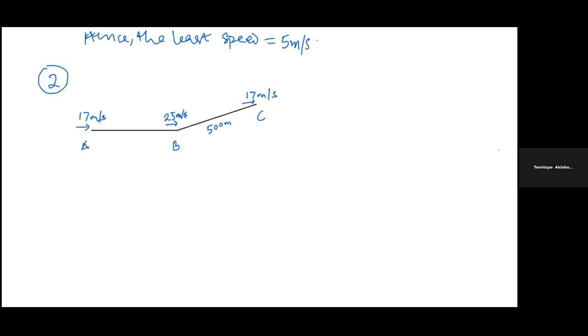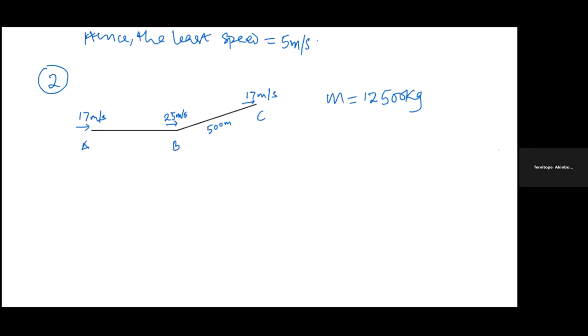A lorry of mass 12,500 kilogram travels along a road that has a straight horizontal section AB and a straight inclined section BC.